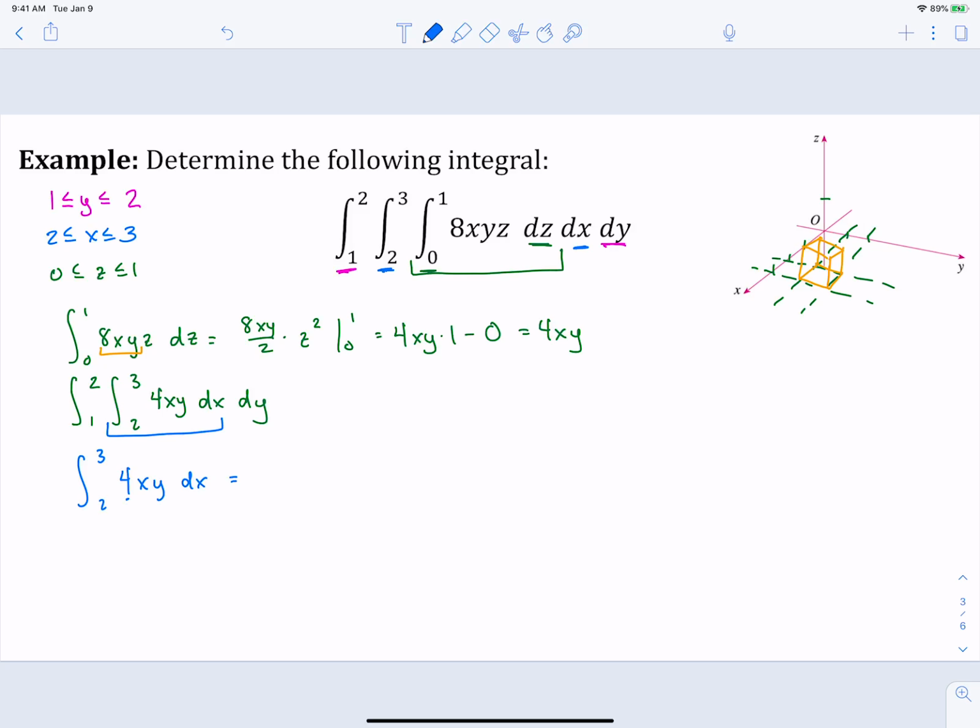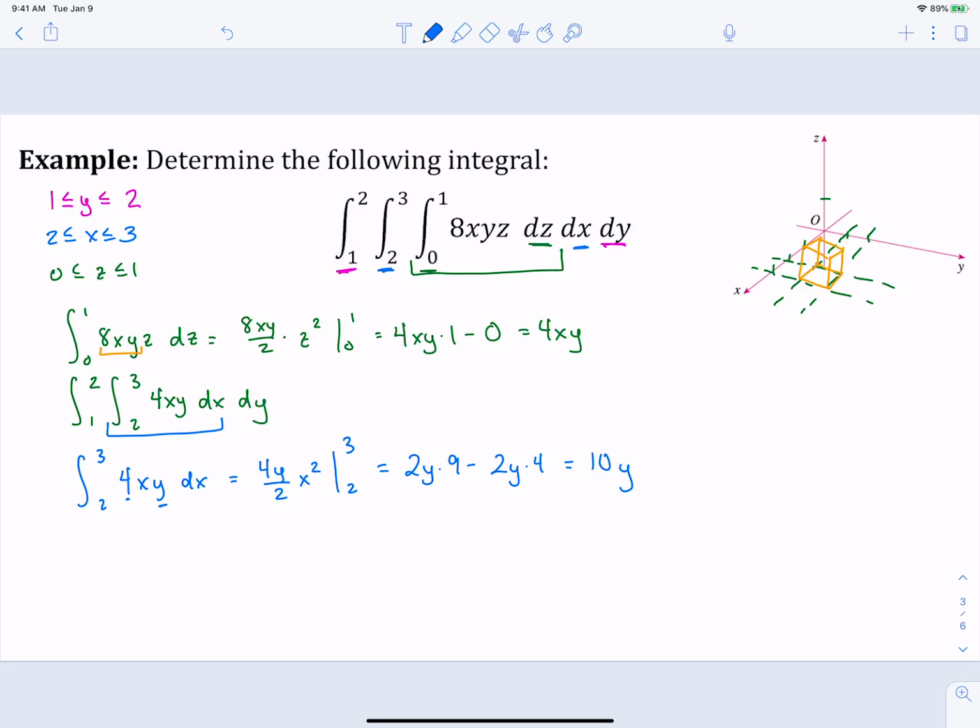And so again, in this case, the 4 and the y, those we're going to treat like constants, and we're just going to integrate our x variables. So we get 4y over 2, x squared from 2 to 3. And then, of course, we need to plug in 3 and then minus plugging in 2. And we do get like terms here, so we can go ahead and combine those. And we're going to get 10y.